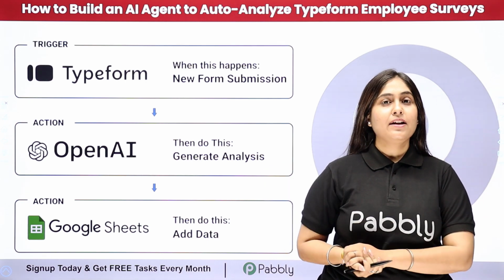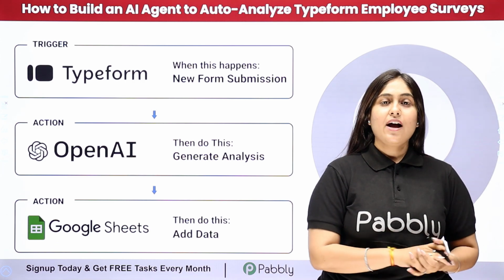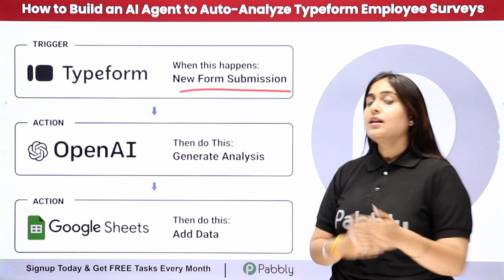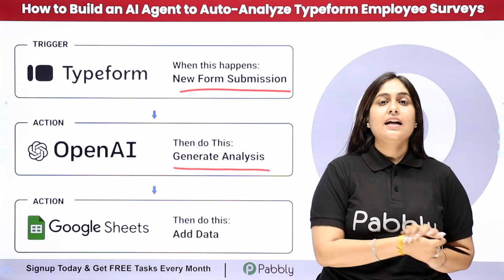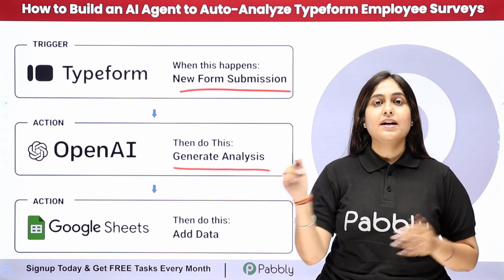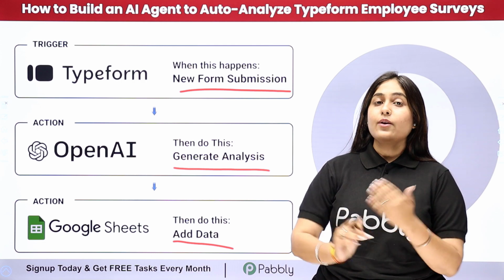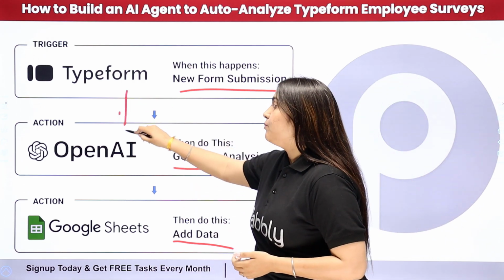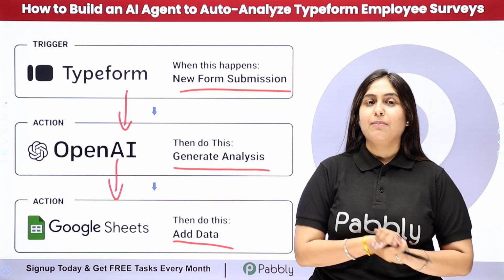So as an HR manager, I have created an employee survey form using Typeform. And now here my objective is that whenever I'm going to receive a new form submission, then automatically OpenAI should generate an analysis for that survey. And after generating the analysis, automatically that should be added in my Google Sheets as a new row. So now here to automate the entire process, I need to connect my Typeform with OpenAI and Google Sheets using an automation software named Pabbly Connect.